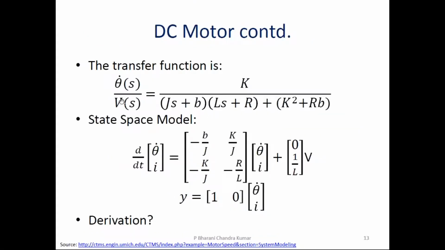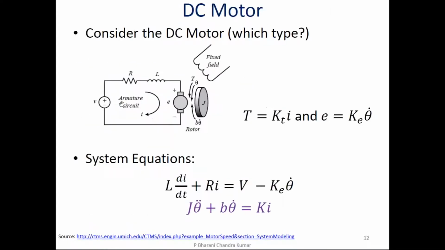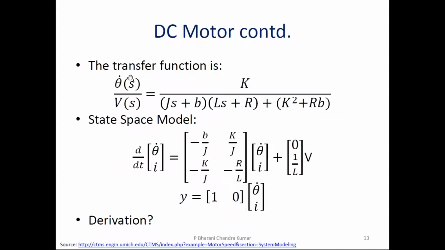So this is the transfer function. Theta dot is my output, V of s is my input. That means speed is my output and voltage is my input. So as far as this motor is concerned, the voltage is my input and the speed is my output. So I want to control the speed of a DC motor. That's why the output I have taken as the speed, and this is the input. And this is the big transfer function what we have obtained. And this is the state space model as well.